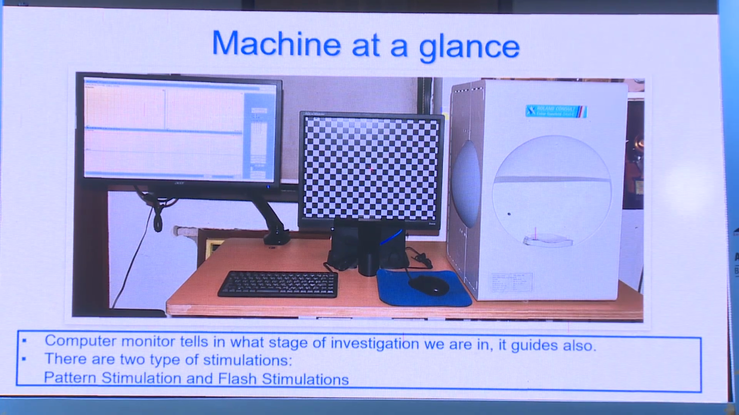Then comes the second part, the machine. What are the different parts of the machine that we use for recording ERG? We have a computer monitor which tells us at what stage the investigation is, and then we have the part where the stimulation is actually seen by the patient. This again has two kinds of displays: one which gives us a pattern stimulation, and a Ganzfeld bowl which gives us a flash stimulation.